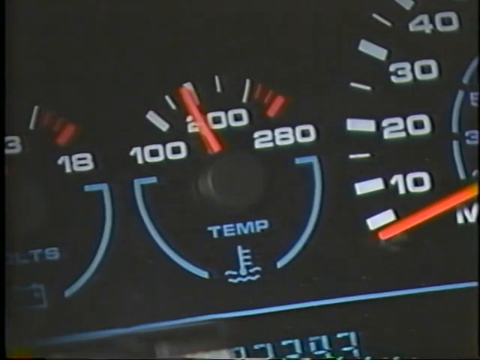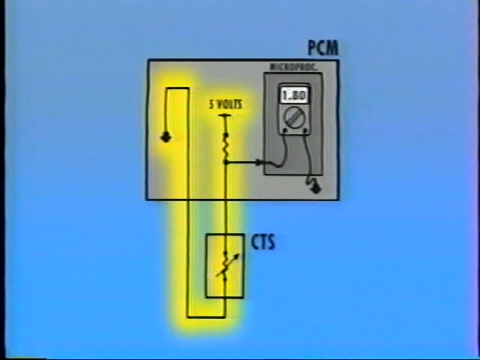Once the engine is running, coolant temperature normally rises steadily until it's about 85 to 95 degrees centigrade. At normal engine operating temperature, the thermistor has substantially reduced its internal resistance. The lower resistance allows a larger current to flow through the thermistor. The PCM's internal voltmeter now sees 1.5 to 2 volts.